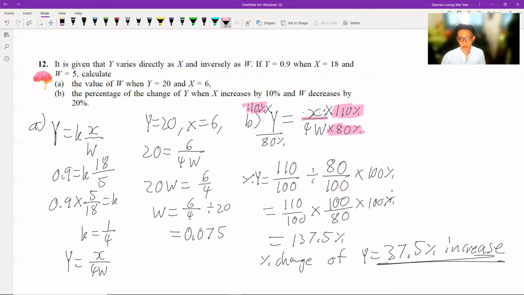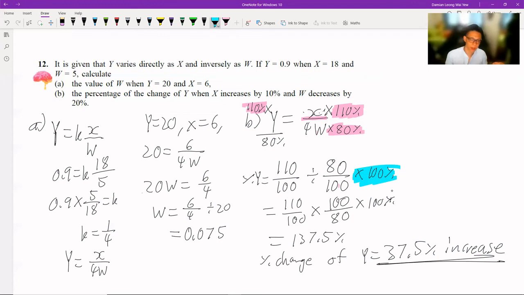So in the end you will get 100. Then because I want to keep it in percentage, that's why I times the 100% here. So it becomes 137.5% of the original y value. Original will be 100%, that's why it increased by 37.5%. So you always replicate the change on both sides using multiplication.